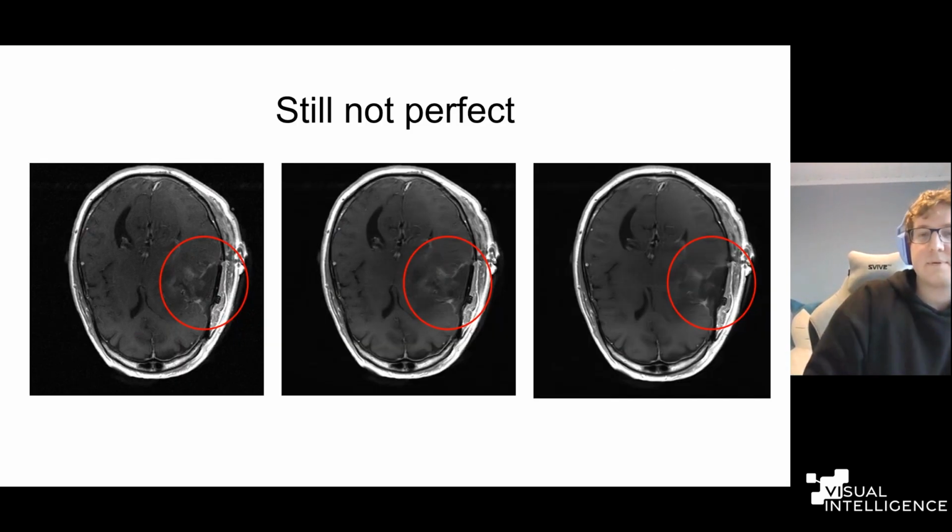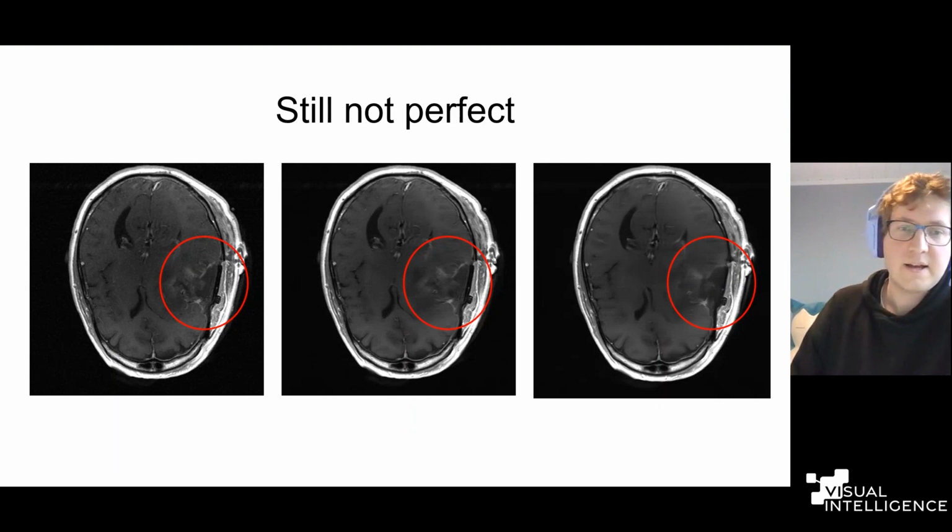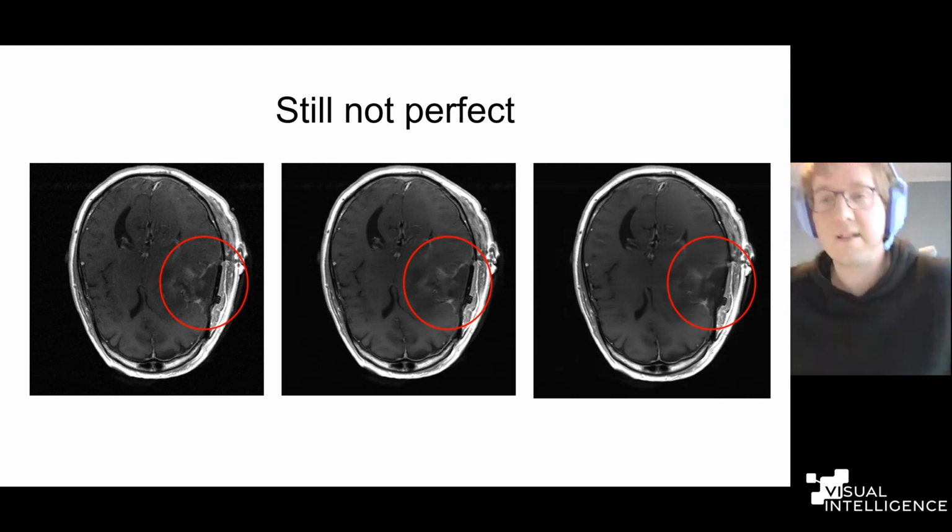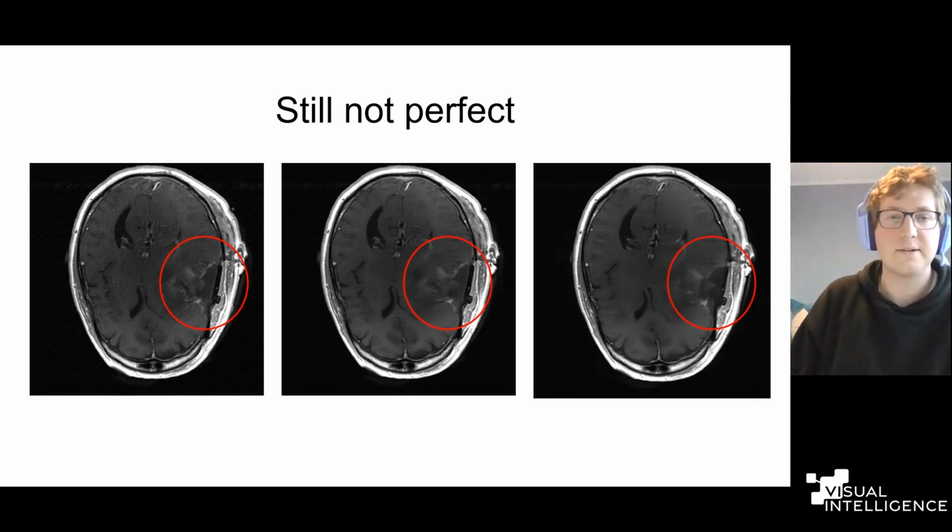So although the deep learning-based reconstruction methods work great, they're still not perfect, especially for the higher acceleration factors. So here's an example of the ground truth to the left, the 4 times accelerated in the middle, and the eightfold to the right.